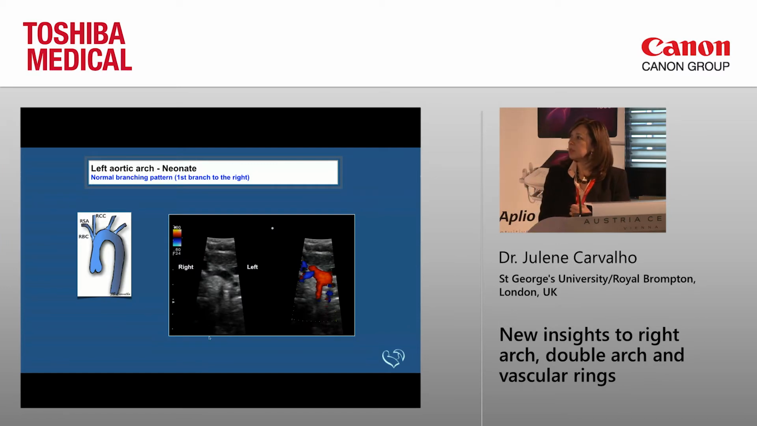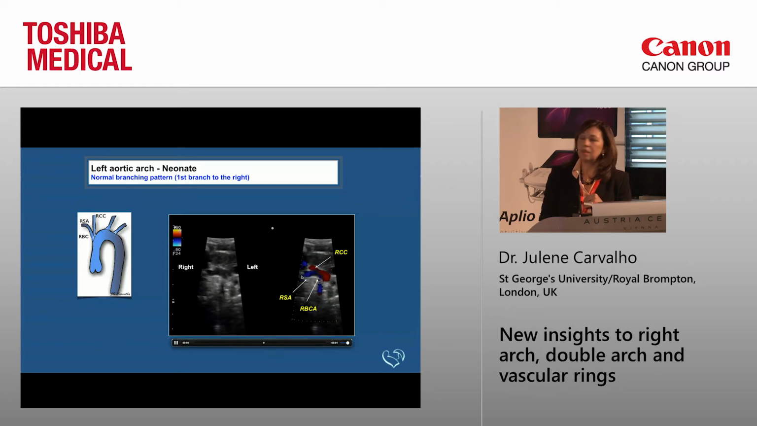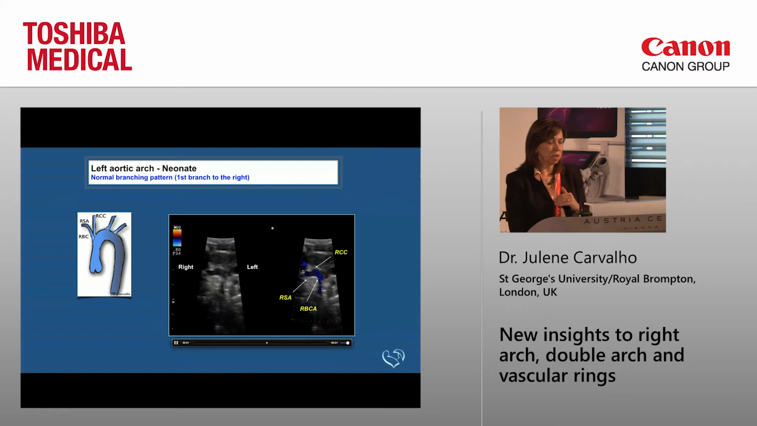In the neonate, as I said, we try and see how it's branching. We can't see the trachea so clearly in the neonate. So this is a very high suprasternal view in a child, and we follow the aorta coming up here, and we see the orientation being right and left, so it's a parasagittal view. And we see the first branch of the aorta going to the right, and therefore it is a left aortic arch.